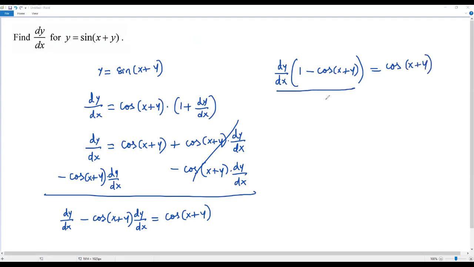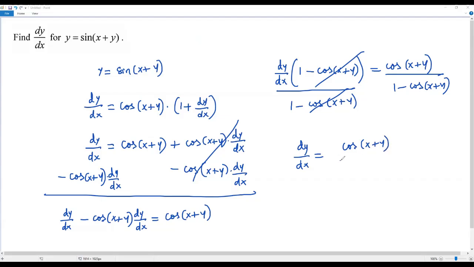Now I'm going to divide both sides by 1 minus cosine of x plus y. Let me finish writing: 1 minus cosine of x plus y. So this one will cancel out. I'm getting dy over dx equals cosine of x plus y over 1 minus cosine of x plus y. So now I have the result for dy over dx, which is equal to cosine of x plus y over 1 minus cosine of x plus y.